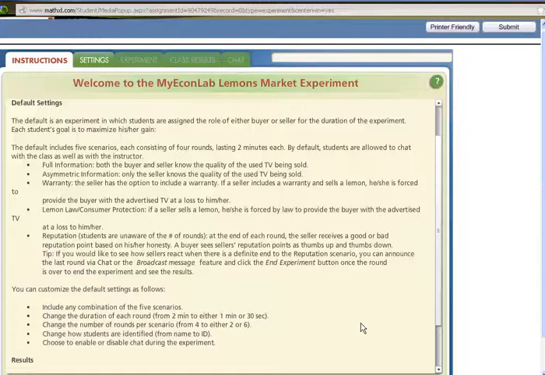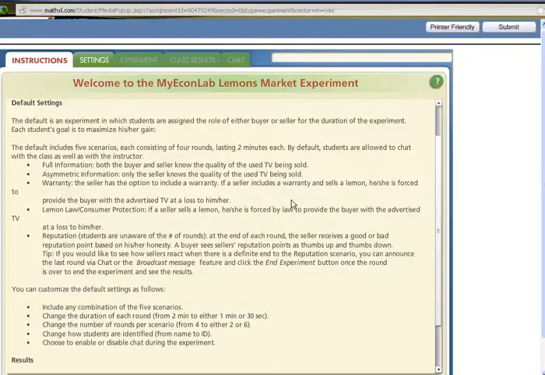This is the setup screen for the multiplayer game. These are the directions. Full information: buyer and seller know everything. Asymmetric information: only the seller knows the quality of the used TV. In the warranty round, the seller has the option to include a warranty. And of course, Lemon Law protection, we see those sorts of things in automobiles and many other places. So we can see where that's often very obvious for what's going on here.